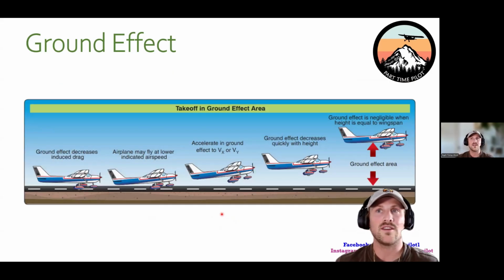All right, so this is an FAA figure that just kind of shows that ground effect decreases induced drag. So here's where we're taking off. The airplane may fly at a lower indicated airspeed, so maybe we can take off at a lower indicated airspeed because of that ground effect. But if we stay in ground effect, we can accelerate. If we stay at this level where we have ground effect and we accelerate to one of our takeoff speeds, then we can pitch up and continue off until we leave the ground effect area.